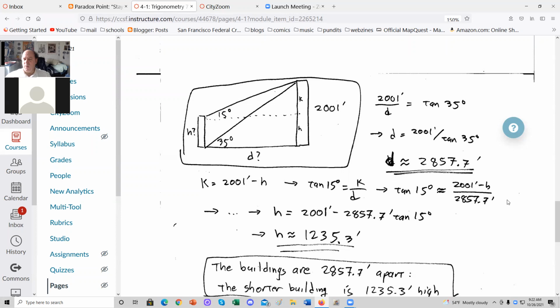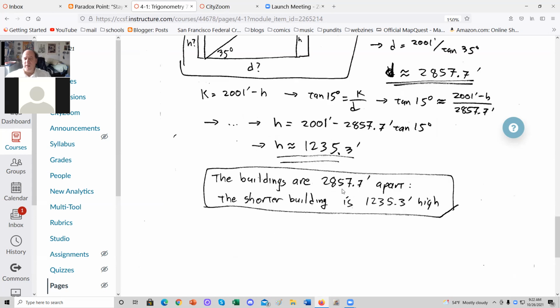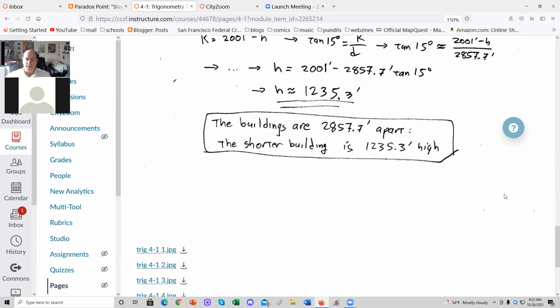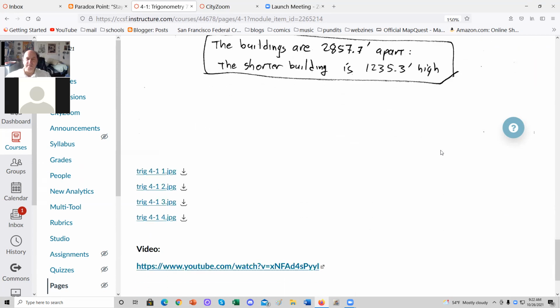From here, we do some algebra. Transpose the 2857.7, transpose the 2001, take negatives, and get that h equals 2001 feet minus 2857.7 feet times tan 15 degrees. Okay, punch a few buttons, and you get that the height of the shorter building is 1,235.3 feet. So they're 2857.7 feet apart and the shorter one is 1,235.3 feet high.